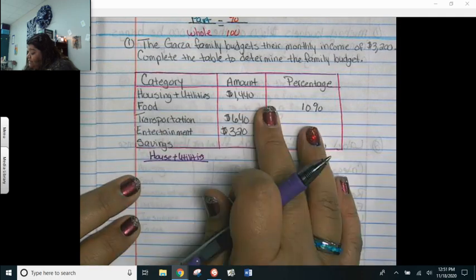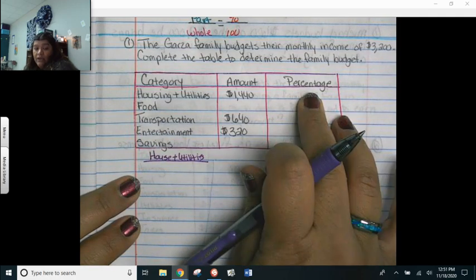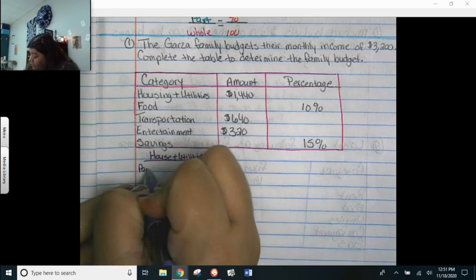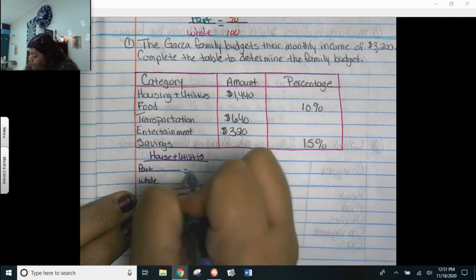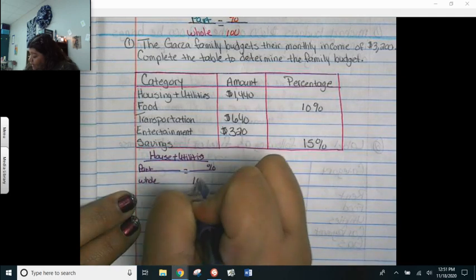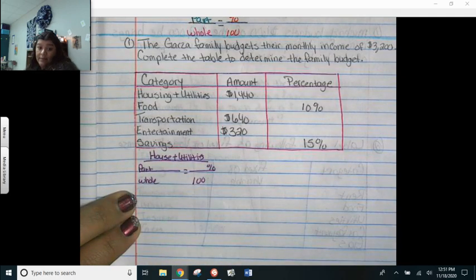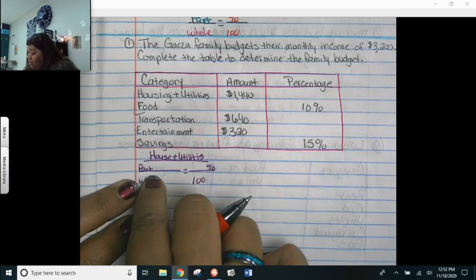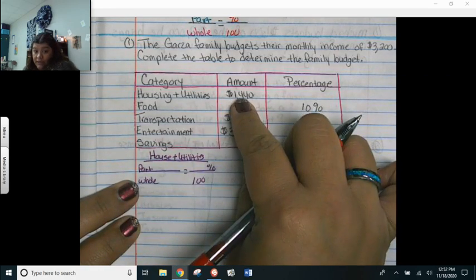So house and utilities, they want a percentage. So I'm going to use the part to whole. So part over whole amount equals percent over 100. That's the setup. Now you just have to plug in the correct numbers. I'm just looking at the housing utilities here. The part is going to be how much do you pay for housing?